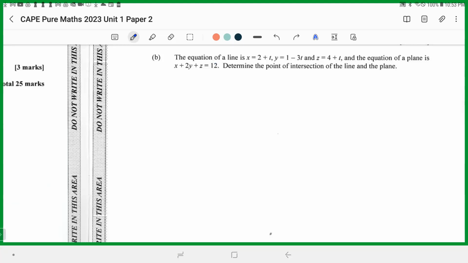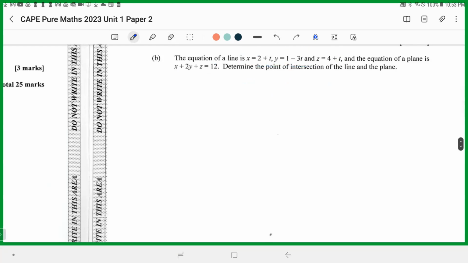To determine the point of intersection of a line and a plane, you substitute the line into the plane. That's all you have to do. So you substitute this for the x right here, this for the y right there, and this for the z right there. Find the t. After you find the t, you plug the t back into these and get the coordinates. As easy as that.